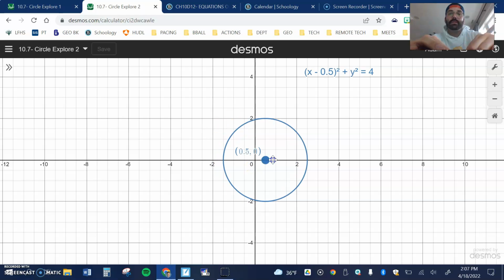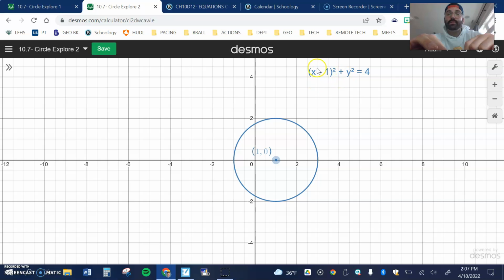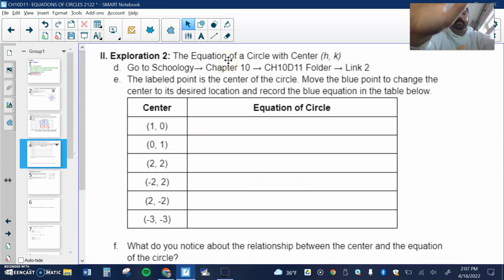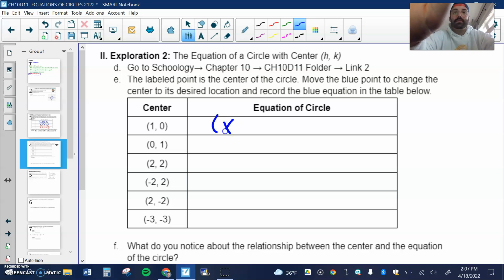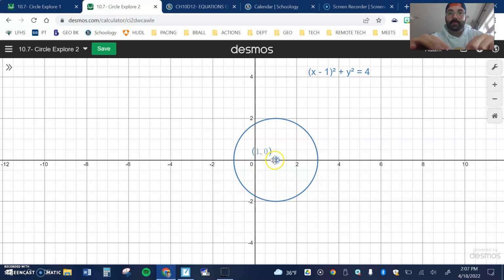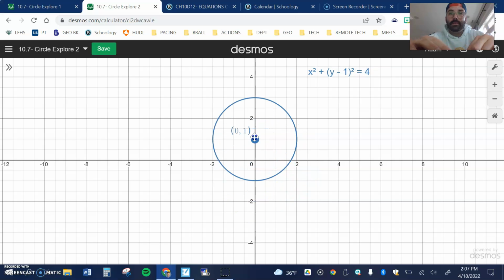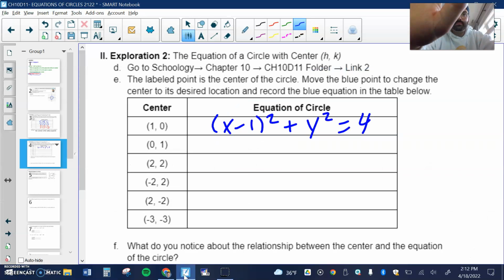So that's going to be right there. What is the equation? X minus 1 squared plus y squared equals 4. All right, now I want to find 0, 1. X squared plus y minus 1 squared equals 4.